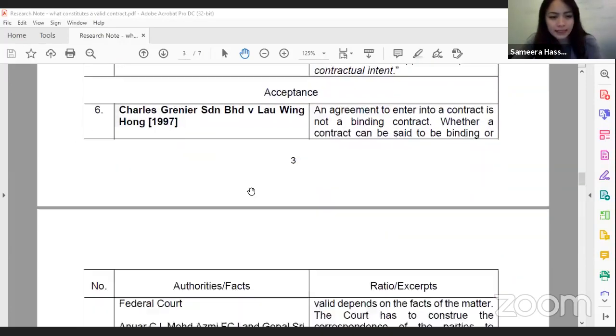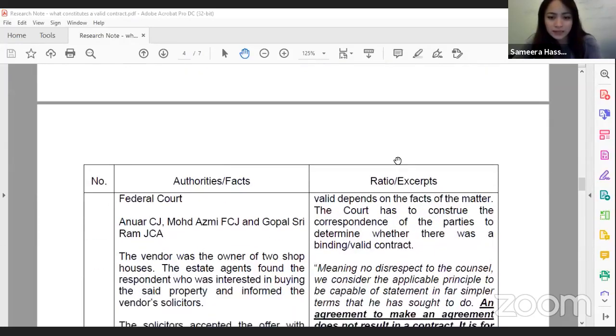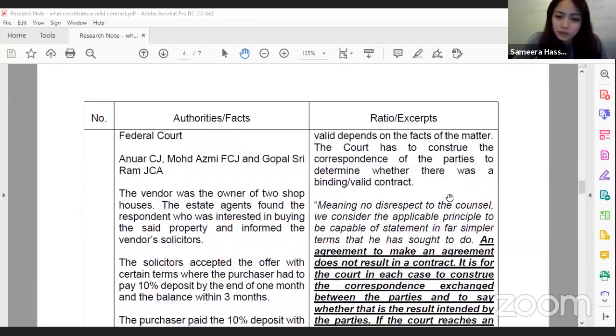Acceptance, the case of Charles Grenier Sdn Bhd and Lau Wing Hong. What it says is that an agreement to enter into a contract is not a binding contract. Whether a contract can be said to be binding or valid depends on the facts of the matter. The court has to construe the correspondence of the parties to determine whether there was a binding or valid contract.